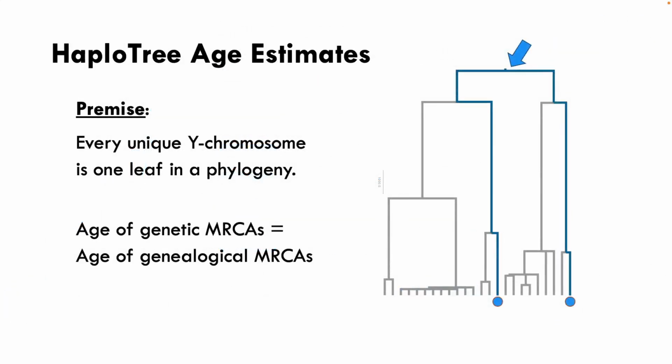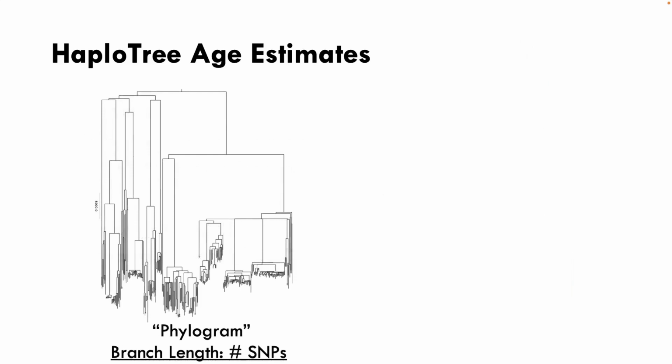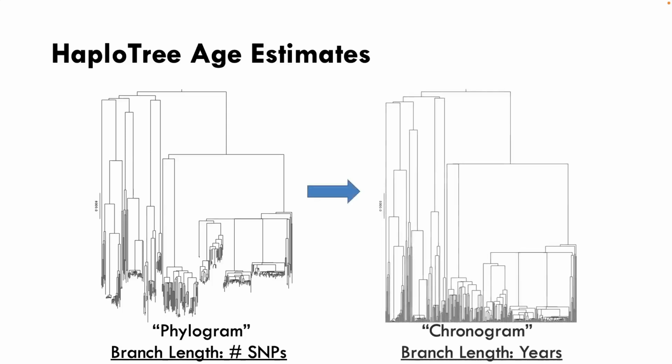The premise of our age estimates is that your genetic times to most recent common ancestor can infer your genealogical ones. Note that each tree does not automatically have a time element. See how this phylogram has branches and units of mutations. What we really want is a chronogram like this, where branches are in units of years.